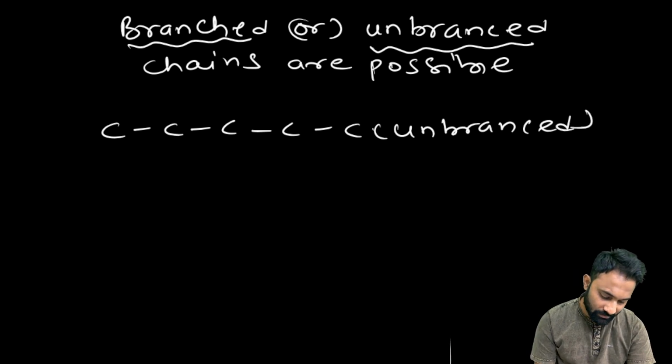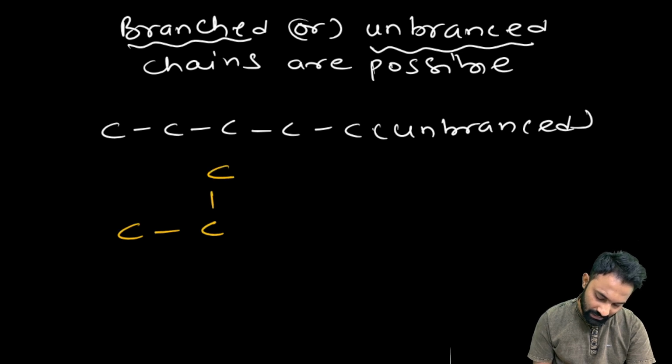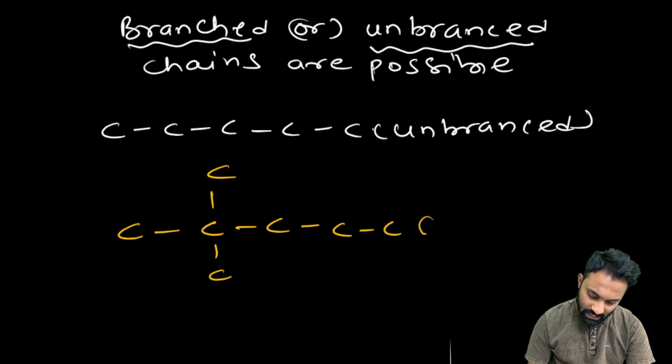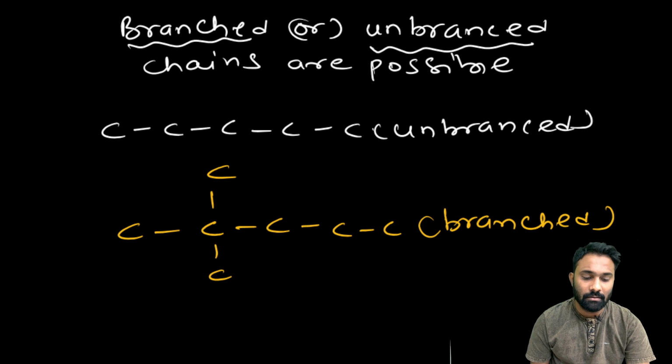Clear? Now what is the meaning of branched? Branched means here carbon and another carbon. Now here the carbon, here the carbon, here the carbon, here the carbon. Clear? Now this is branched. Clear? Next we are going to see the open chain classified again into two types.